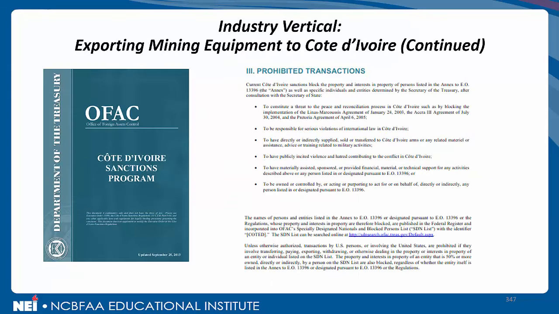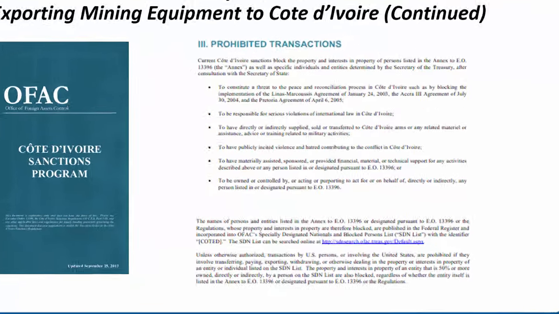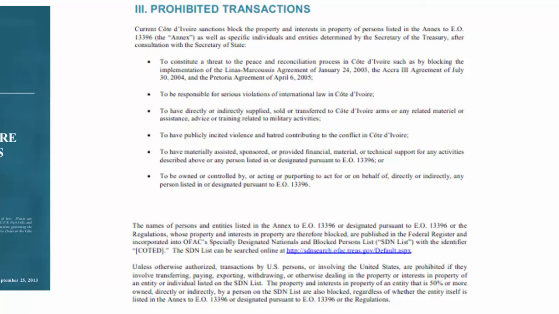Continuing on our industry vertical, exporting mining equipment to Ivory Coast. This is what we will find when we click on that link to Ivory Coast from the OFAC webpage. A little bit different than what we saw previously for the Ukraine-Russia example. Prohibited transactions. Current Ivory Coast sanctions block the property and interests in property of persons listed in the annex to Executive Order 13396, as well as specific individuals, actual people, and entities determined by the Secretary of the Treasury after consultation with the Secretary of State.